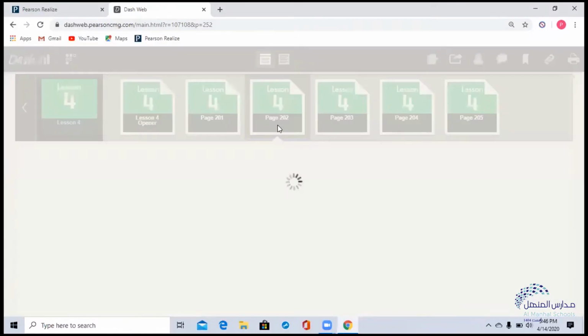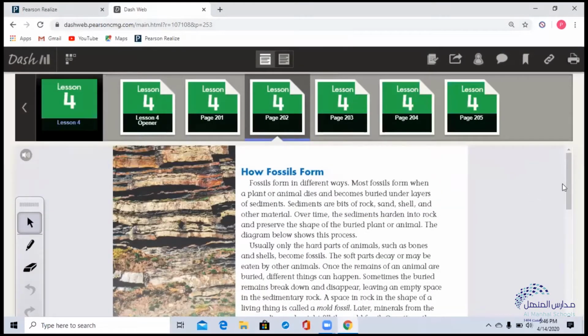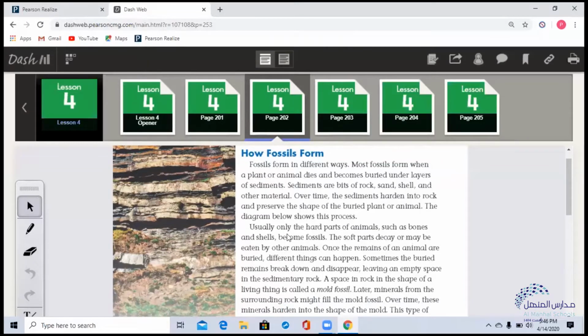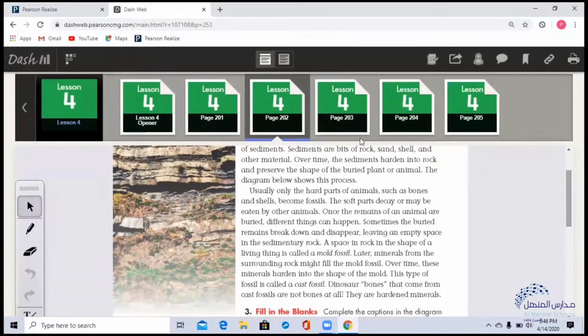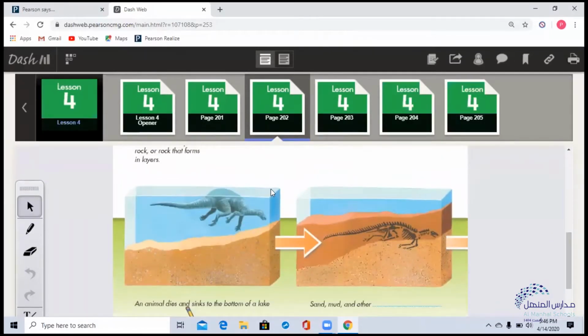So if we turn to page number 202, we see there how fossils form. Fossils form by sediments that lay on top of each other, and we can see that these lines in these rocks on the right hand side are sediments that fell on top of each other, and then because of the compression, or the weight from above, these structures form these lines in the rock. So fossils form when dead animals fall on the sediment, and then sediments fall on top of that animal.